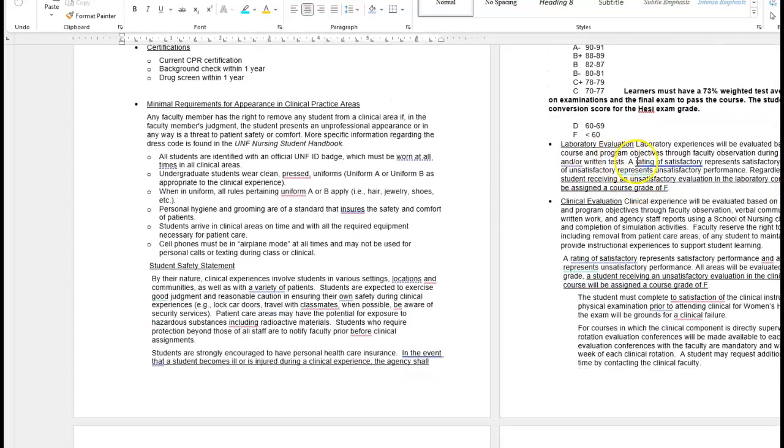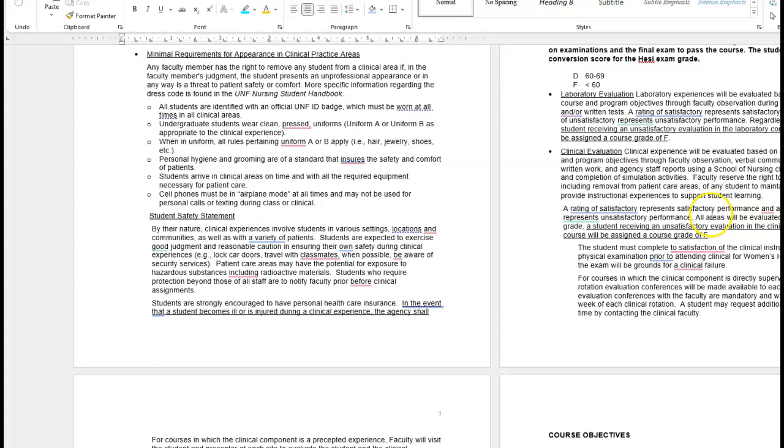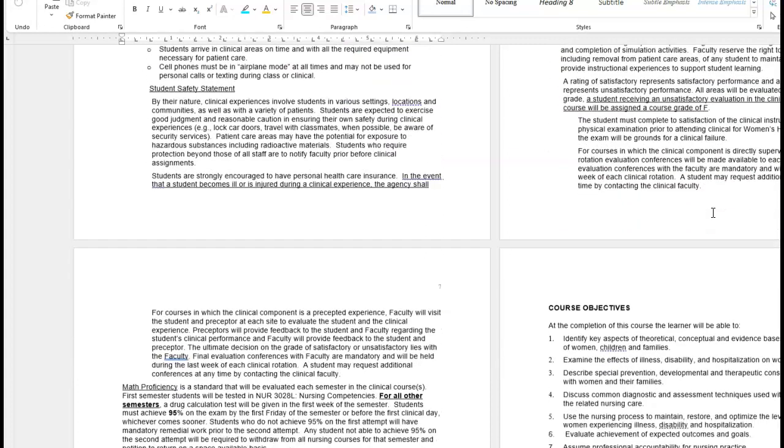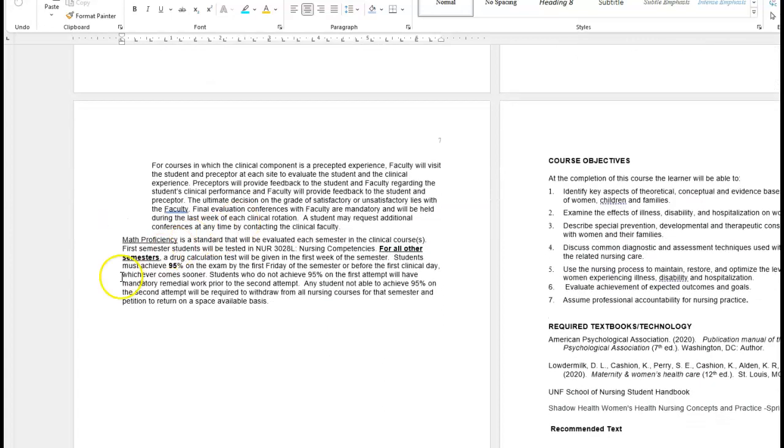Lab evaluation and clinical is either pass, fail. And your instructor will be making sure that you can do all of the skills which are required for the lab, which are the simulation skills at a minimum. Math proficiency, you need to make a 95 on your math in order to pass. You'll have 2 attempts, and this needs to be completed by the first week of school.